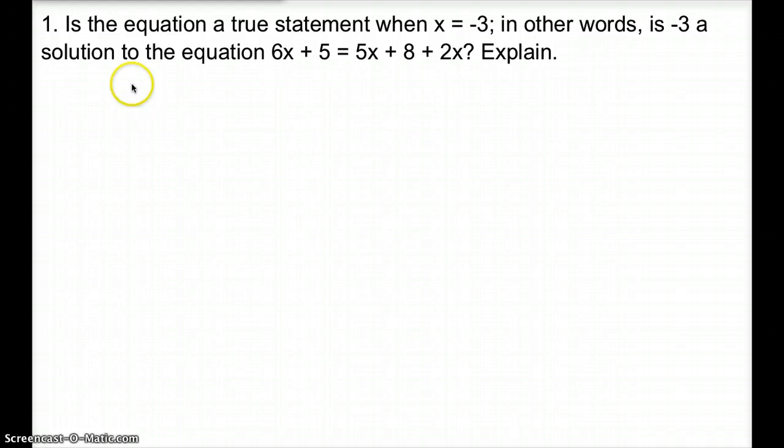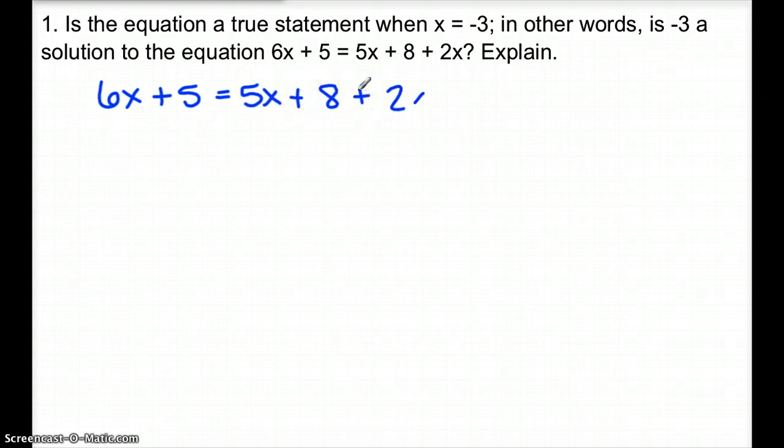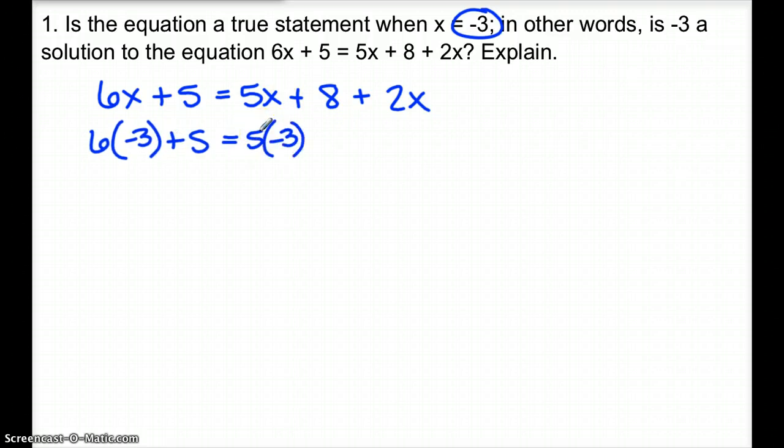It says, is the equation a true statement when x equals -3? In other words, is -3 a solution to the equation 6x plus 5 equals 5x plus 8 plus 2x? So here's our equation that we're going to have to figure out if -3 will work when we plug it in there. All we have to do is take this -3 and put it everywhere I see an x. So here we have 6 times -3 plus 5 equals 5 times -3 plus 8 plus 2 times -3. And then I'll begin to solve.